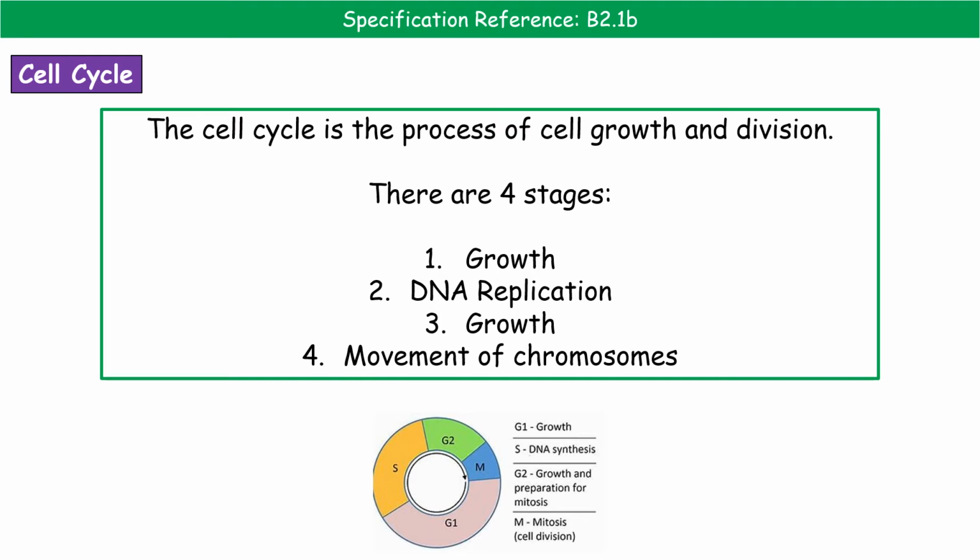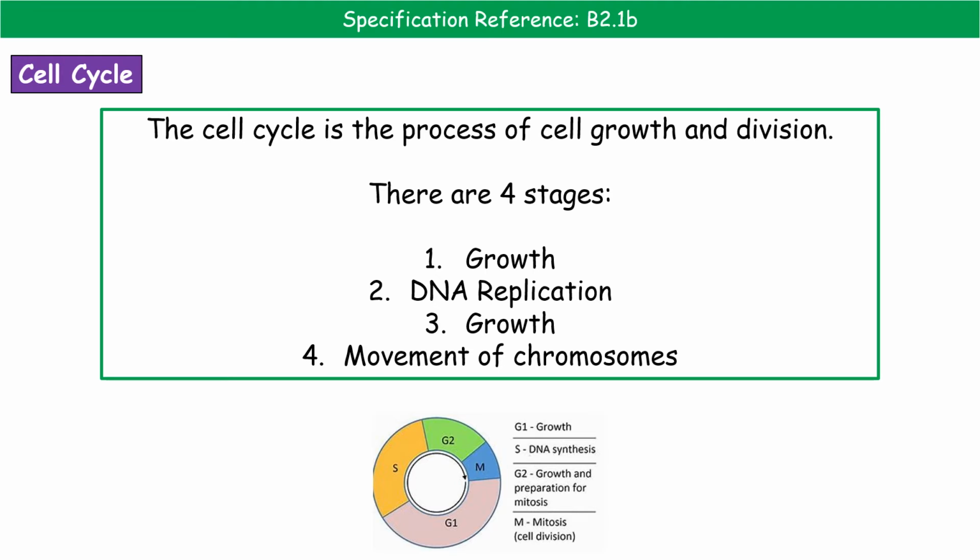Now, what we need to understand is the slightly larger process of the entire cell cycle. Mitosis is just a little part of this. The cell cycle itself is the whole thing that cells go through in order to grow and divide. So what we have are 4 phases. First thing is a growth phase. We then have our DNA replication. Third is another growth phase. And then finally we have our mitosis, the movement of the chromosomes.